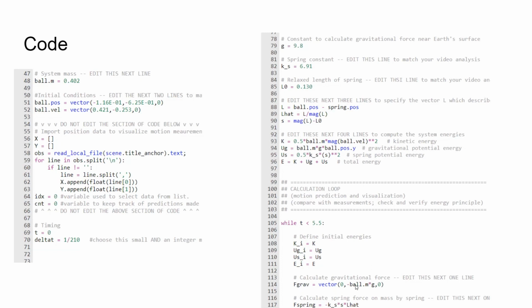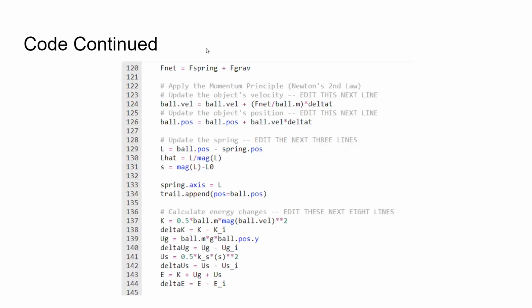The force of gravity is just equal to negative mg in the y direction only. F spring is the negative spring constant times the displacement, times the unit vector of L. So F net is just equal to F spring plus F grav. As for the velocity, this is just updated: F net divided by the mass times delta T, which is derived from the momentum principle. And the position just changes with velocity as a function of time.